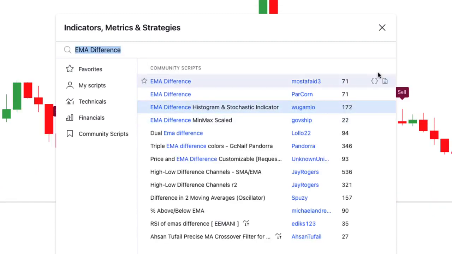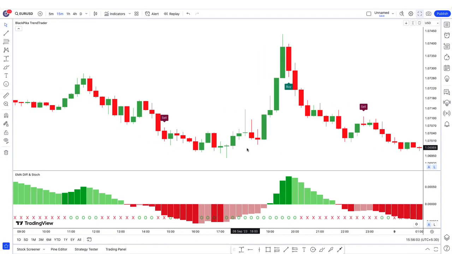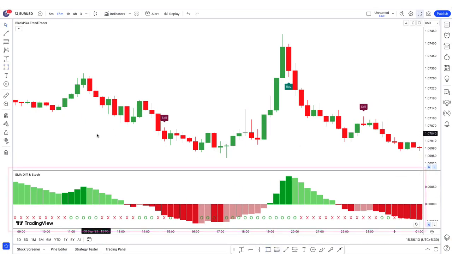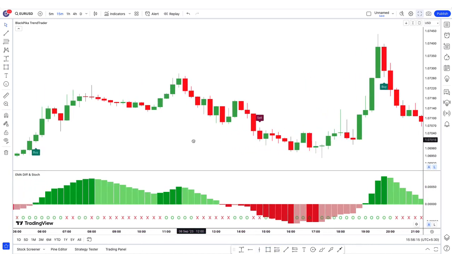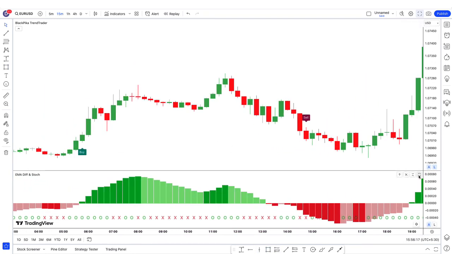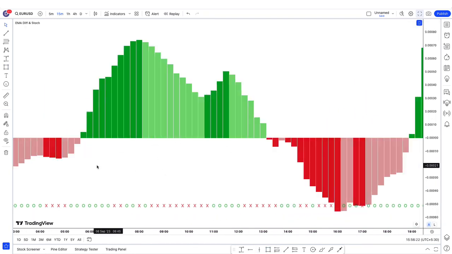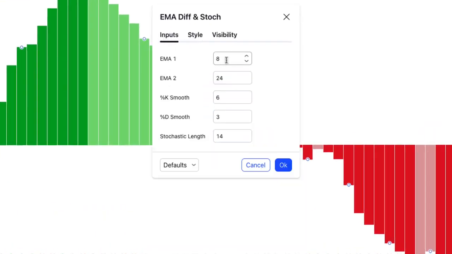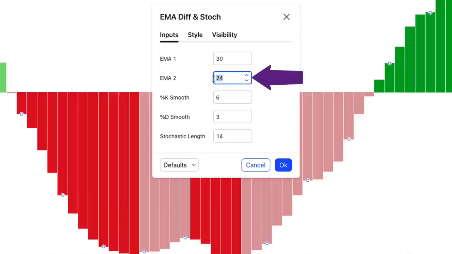Add this indicator to your chart as well. We can see here the EMA difference histogram and stochastic indicator. Just like the previous one, this indicator also needs some optimizations before you use it in your strategy. Now go to the gear icon and first change the Input tab. We can see here EMA 1, change 8 to 30. Now for EMA 2, change 24 to 60.